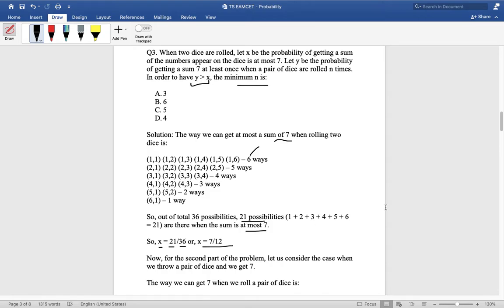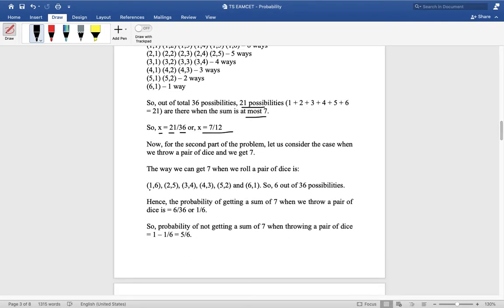Now we have to compute y. So for that, let us first consider the case when we throw a pair of dice and we get 7. How can we get 7 when we throw two dice? Either it's 1 6, or 2 5, or 3 4, or 4 3, or 5 2, or 6 1. So a total of 6 out of 36 possibilities. So when I throw a pair of dice, the probability of getting a sum of 7 is 6 divided by 36, or 1 by 6.